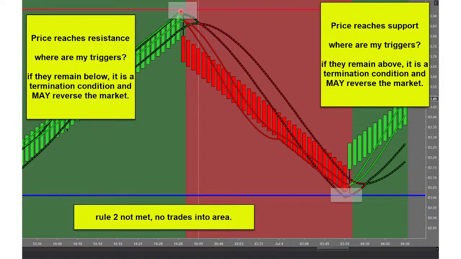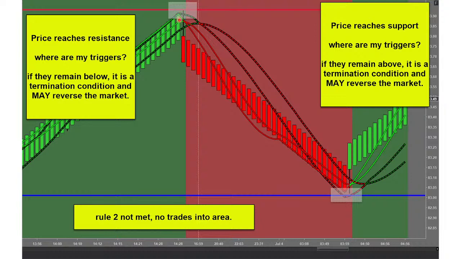So price reaches resistance. It can be a divergence high. It can be a yellow 1-to-1. It could be a red Fibonacci line. When price reaches resistance, all you have to do is ask yourself, where are my triggers? If your triggers remain below resistance, resistance is an area that may stop the market. Notice that may is in all caps. It's not guaranteed to stop the market. But because of this trigger look below the area, it stops the market more often than it doesn't.